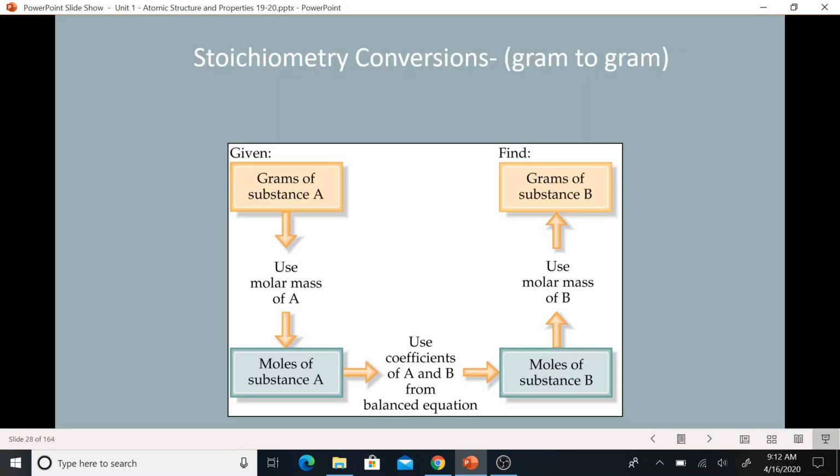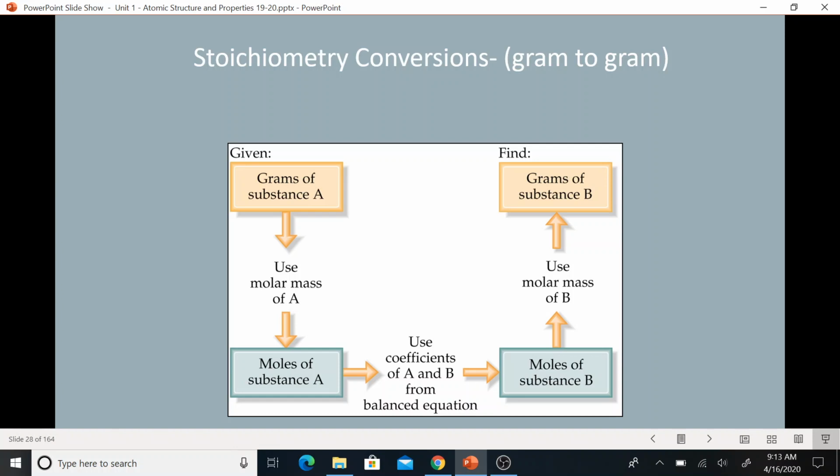Now that we have an understanding of the mole and how it is useful to us, the mole allows us to convert between different types of units, right? And so, like in this flow chart, let's say that you're given grams of substance A. Well, what you can do is use the molar mass of substance A to get you to moles of substance A. What you would do is take the grams, divide by its molar mass, and that'll give you the moles.